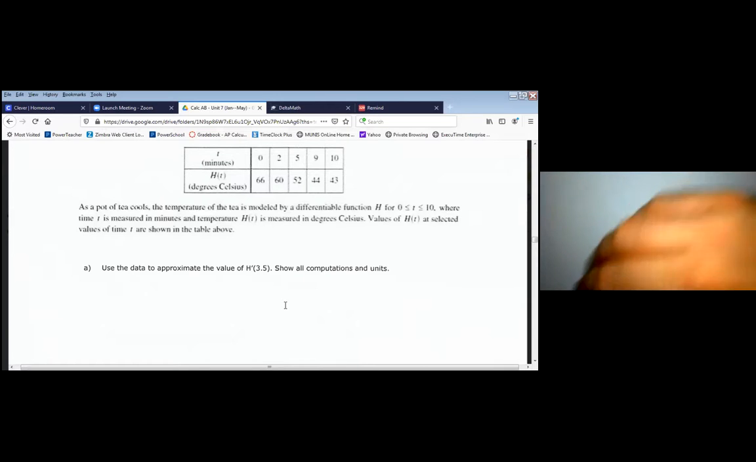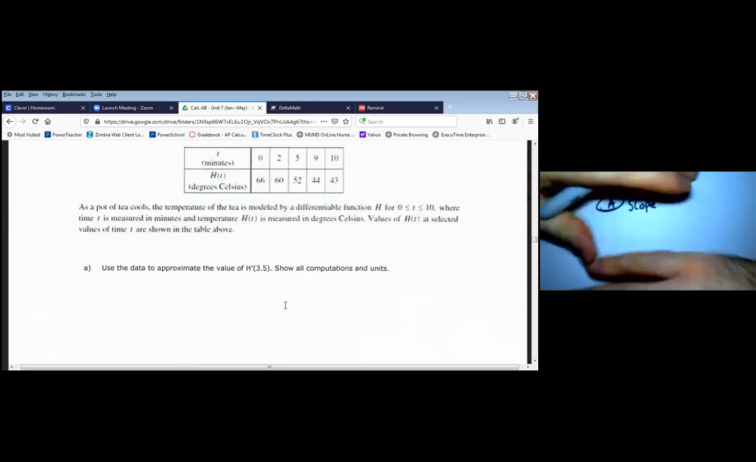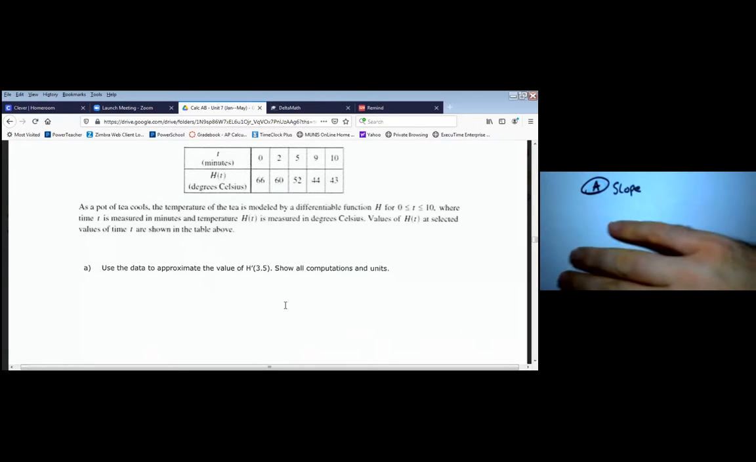Could you just try to get the slope between? Yep, you got it. So for part A, you're not going to see that. For part A, you're just talking about slope. I'm not going to go through these. I'm just giving you an idea of what they're asking, and I'm going to have you try your best. And then tomorrow, that's what we're going to be going over.